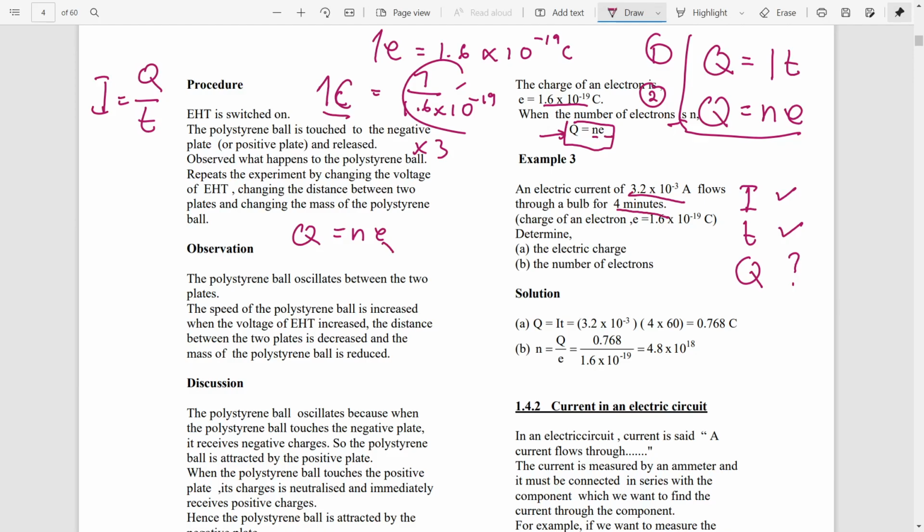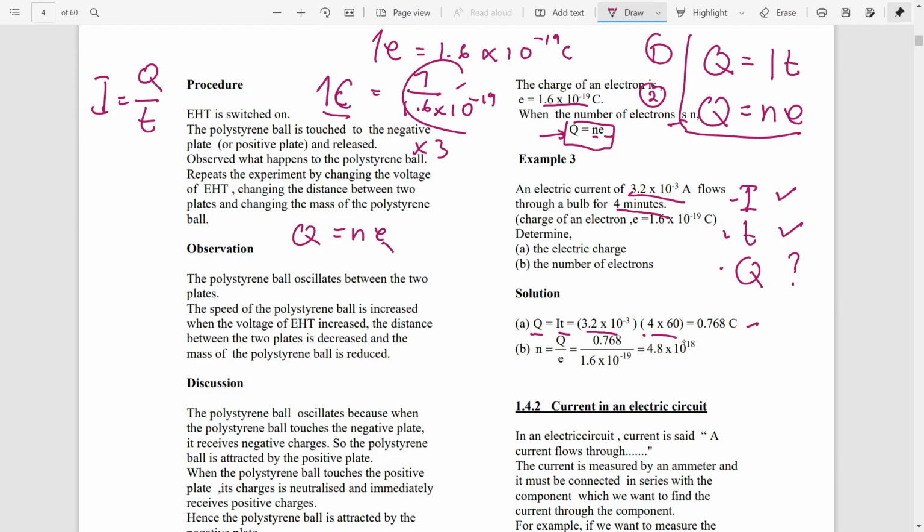We have I, we have T, and we want to find Q. So we need to identify the equation that involves these 3 variables: I, T, and Q. So the first one, Q equals IT. That is why we are using QIT. Then substitute the values and get the final answer.